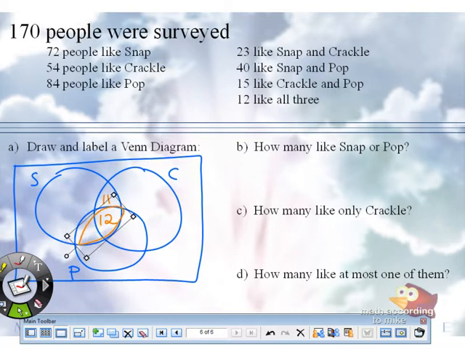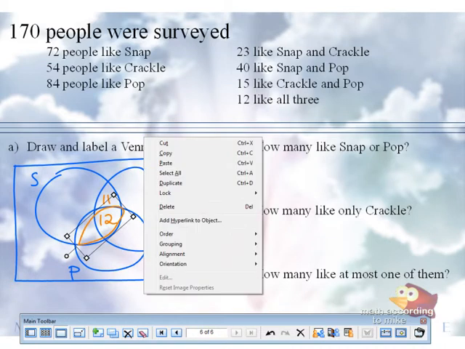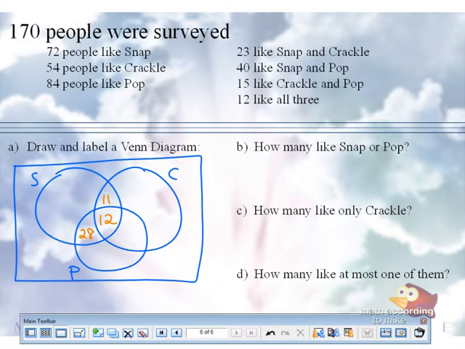So these 2 sections are the ones where Snap and Pop overlap. They have to add up to what? 40. 40 people like Snap and Pop. We already have 12 people accounted for, so how many people are left over? 28. So again, this leaf right here is the one that adds up to 40. We have 12 people accounted for. So that means 28 people only like Snap and Pop.